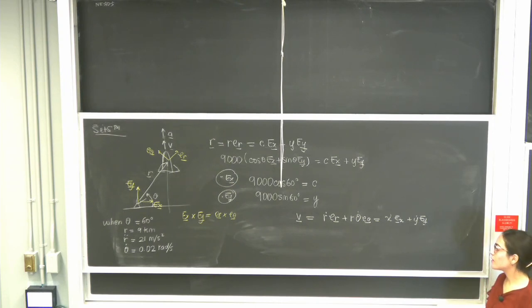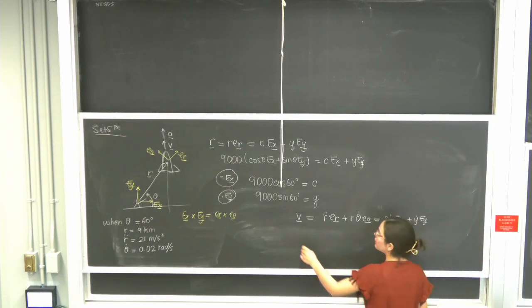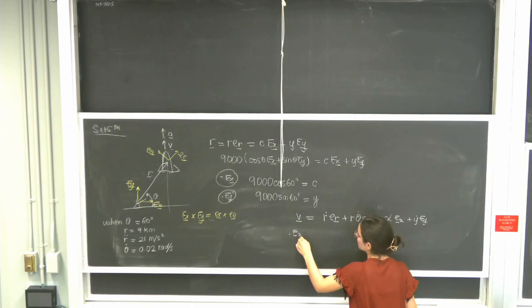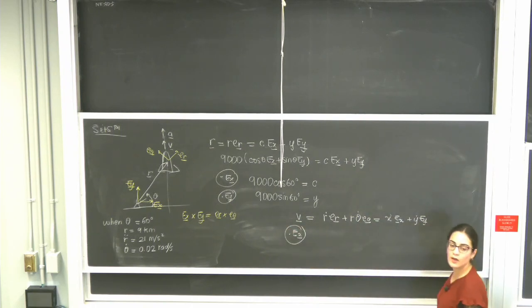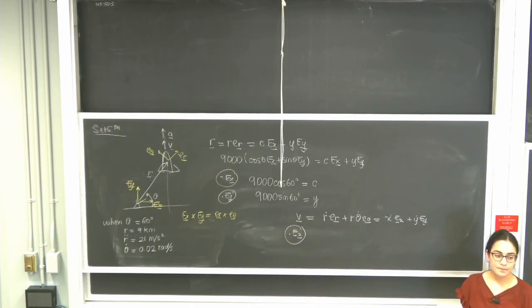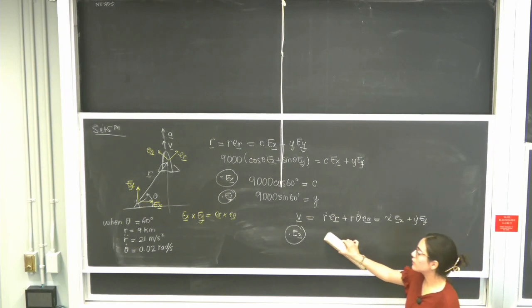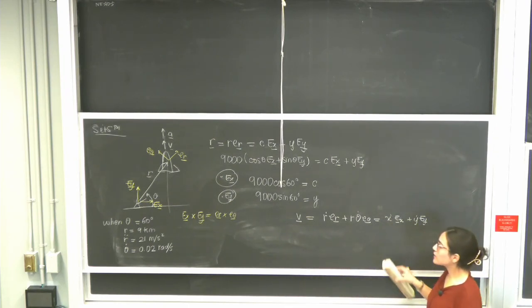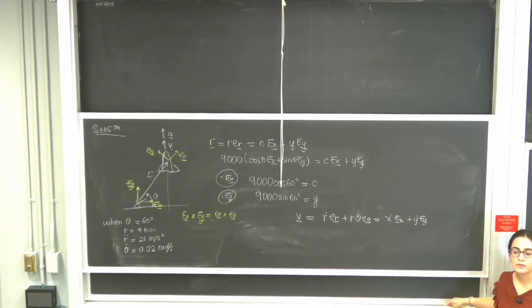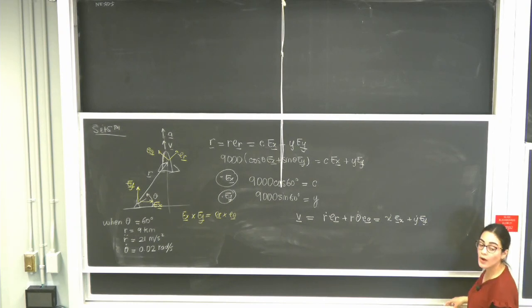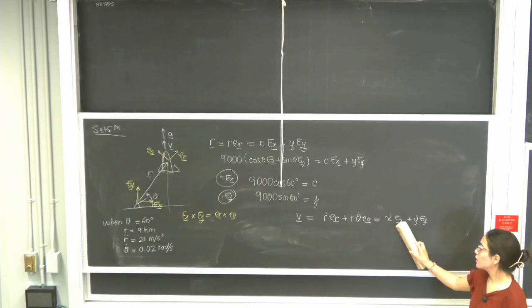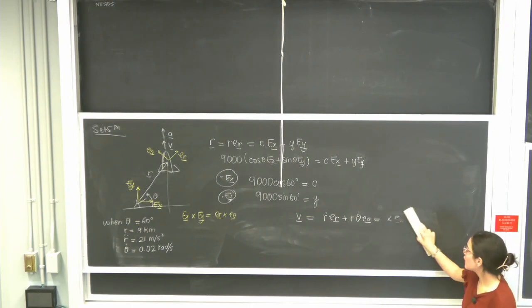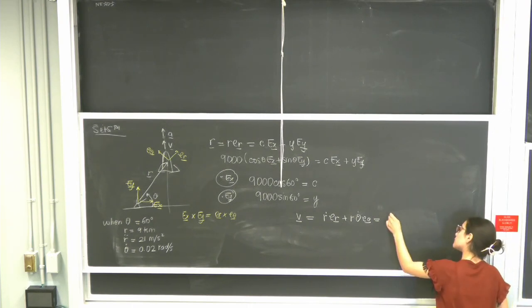Okay. Let's see. If I want to project this equation along EX, what will I get? Oh, before I do that, what is x dot equal to? 0. That's just 0. Why? Because x is constant, right? So that's 0. So my velocity is just y dot EY.